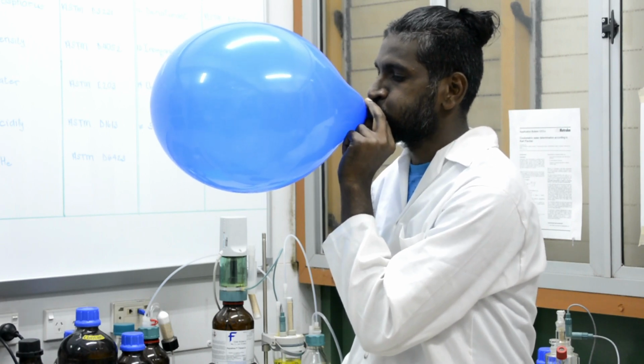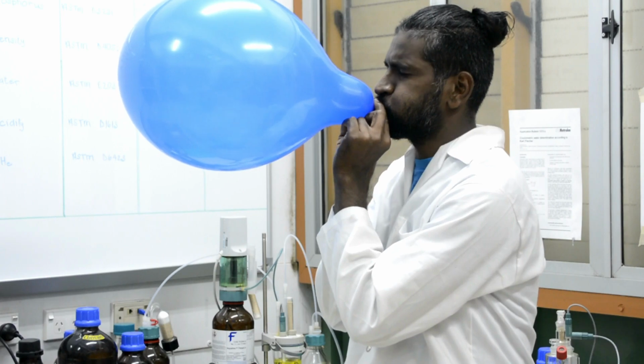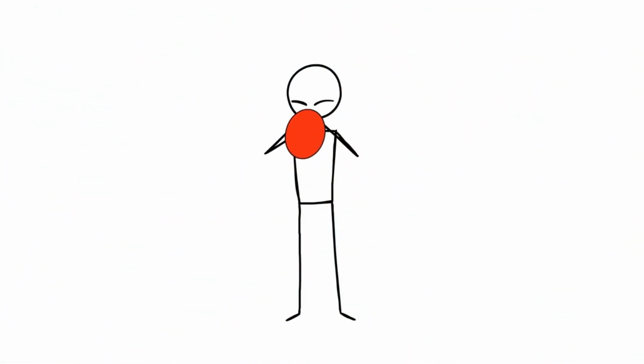When blowing the balloon, you are filling it with air. That means the balloon is now stretching. And when the balloon cannot stretch anymore, bam, it pops. The force that was needed for the balloon to pop is known as tensile strength.